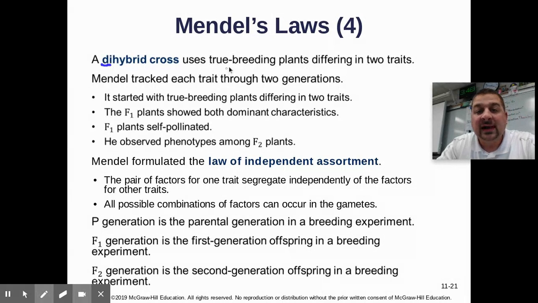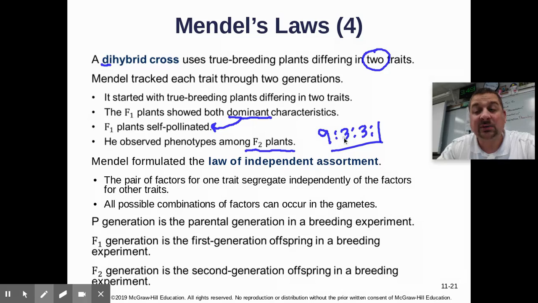Di meaning two. So true breeding plants for two different traits. For example, plant height, tall or short, and pea color, yellow or green. So you start with true breeding plants with two different traits. The F1 showed dominant for both of those traits, and then he allowed the F1 plants to self-pollinate, and he found this whole 9-3-3-1 ratio, if you remember from Bio 1, where 9/16 were dominant for both traits, 3/16 were dominant for one trait, not the other. 3/16 were dominant for the other trait, but not the first one, and 1/16 were recessive for both traits.